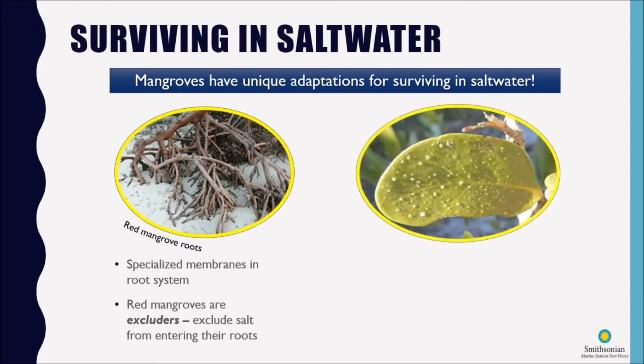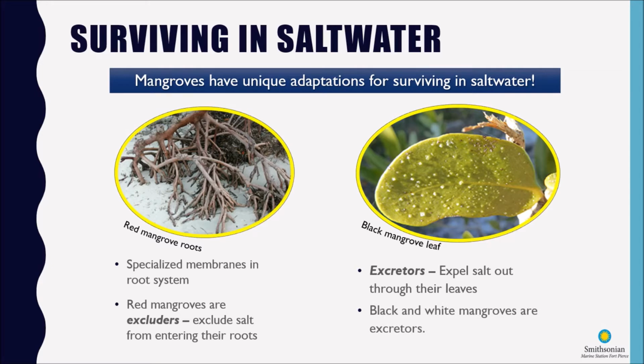Now, black and white mangroves are called excretors because while these trees can't prevent the uptake of salt water through their root systems, they'll push salt out through the pores on their leaves, and this is called excretion. Sometimes if you look really closely on the leaves of the black or white mangrove, you might actually see small salt crystals like you do in this picture on the right.